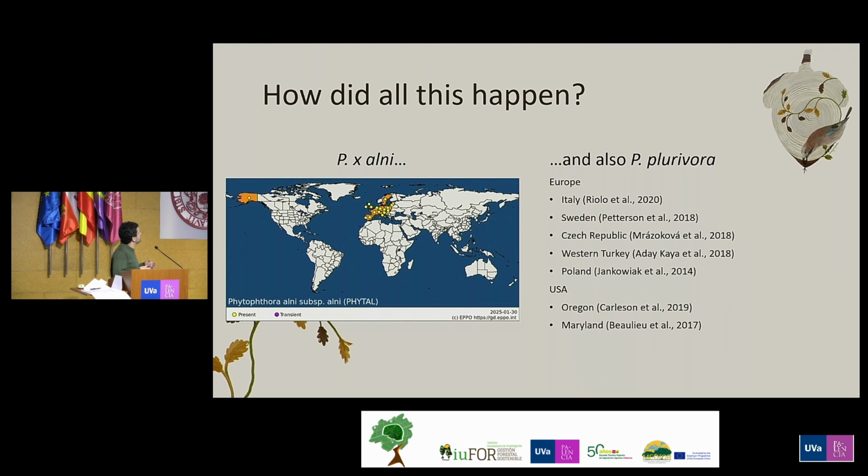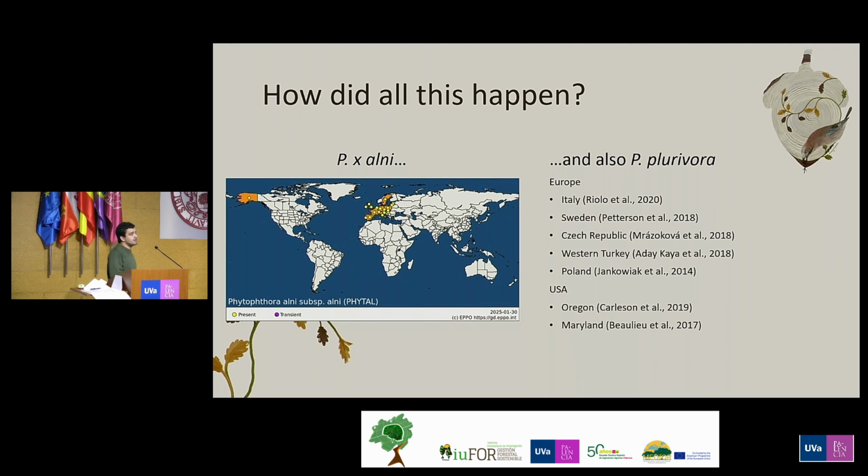But how did all this happen? How did we get surrounded by all this alder decline, all these Phytophthora? Because all Europe, as I said, or almost all Europe is affected by this disease. So the problem, as with many other forest diseases, is globalization and climate change. The nurseries, the human movements, and also the increase of the temperature, have allowed the Phytophthora species in this case to spread and to reach areas where they were not present.